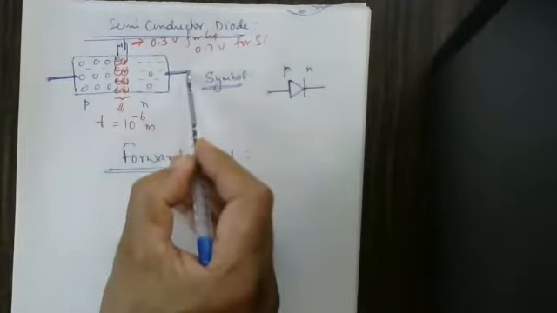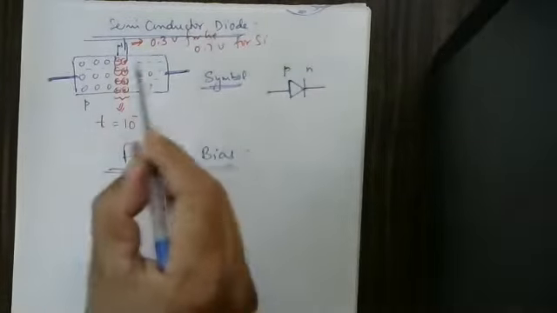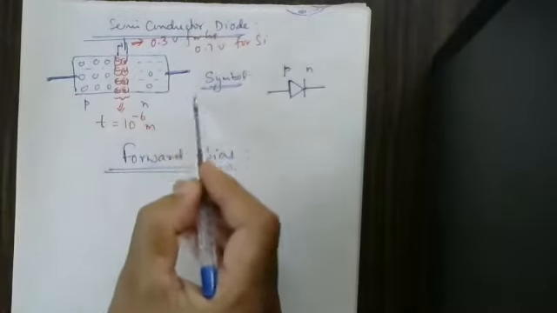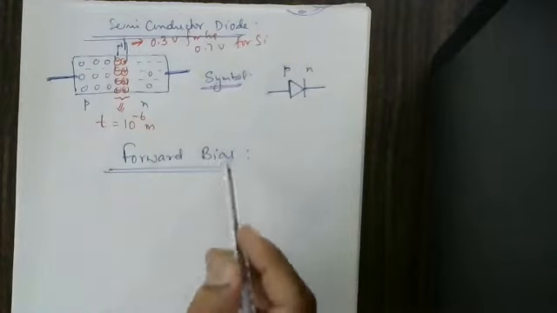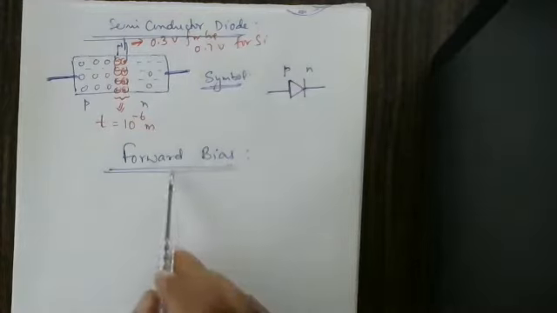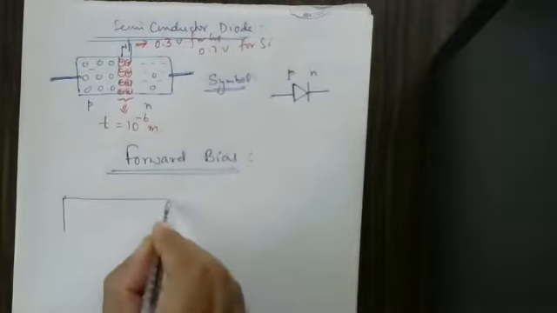For example, if this is positive and this is also positive, it is unbiased. If this is negative and this is also connected to negative, it is unbiased. But when this terminal is connected to the positive terminal of a cell and this is connected to the negative terminal of a cell, it is called biasing. Therefore there are two types of biasing: forward bias and reverse bias.